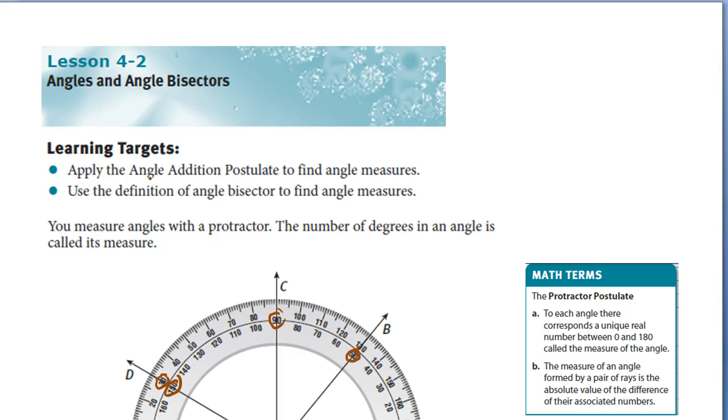In this lesson, we discussed the angle addition postulate. It's a lot like the segment addition postulate. You're able to add angles together to equal a larger total angle. We also discussed this idea of an angle bisector, kind of like a segment bisector. It cuts an angle into two congruent angles.